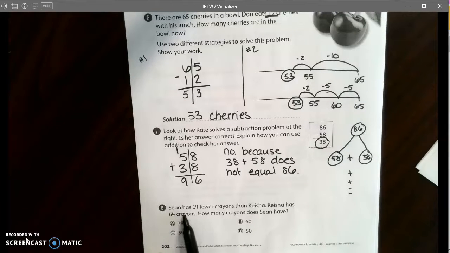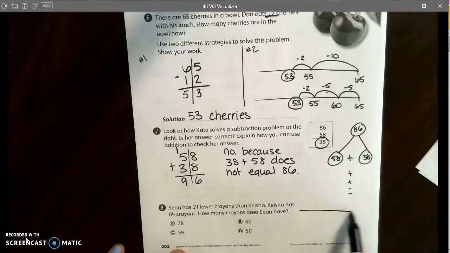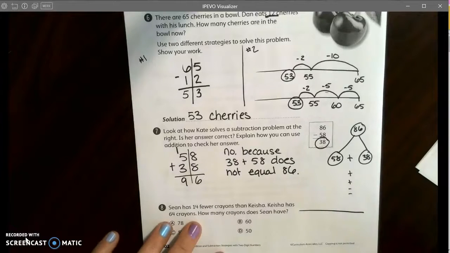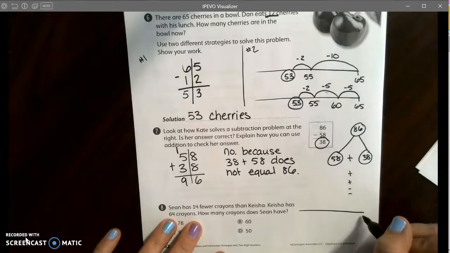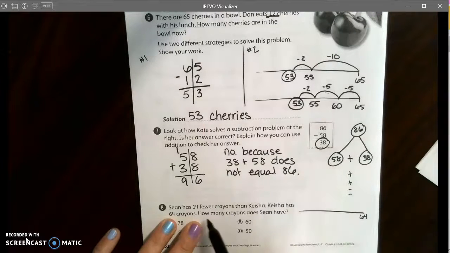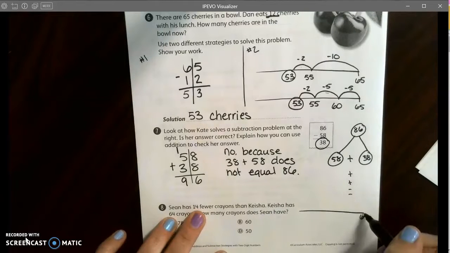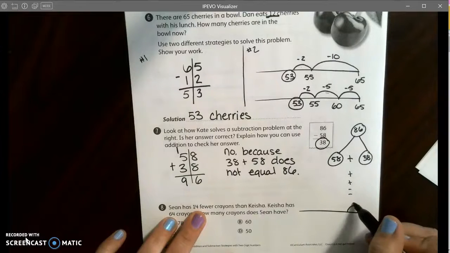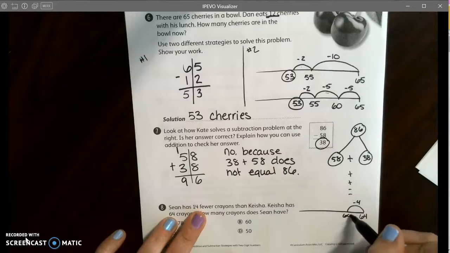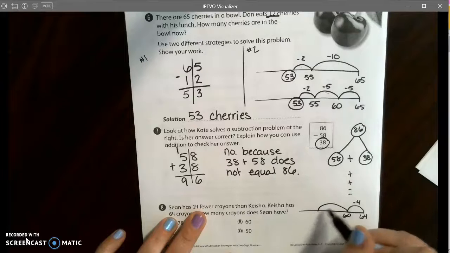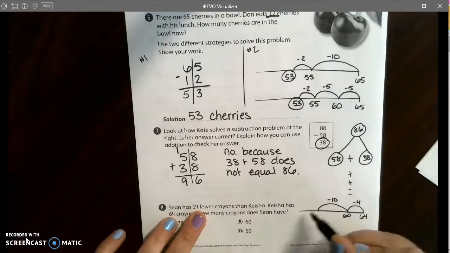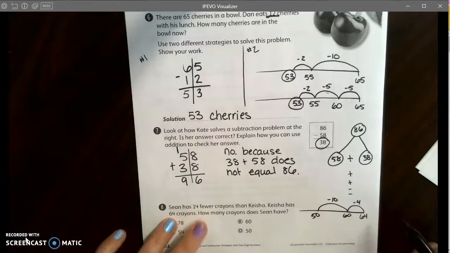Okay. Sean has 14 fewer crayons than Keisha. Keisha has 64 crayons. How many crayons does Sean have? You can do the number line. Keisha has 64 crayons. Sean has 14 crayons less. Well, 64 minus 4 is 60. There's my 4. Now I need to go back 10 more. 60 minus 10 is 50.